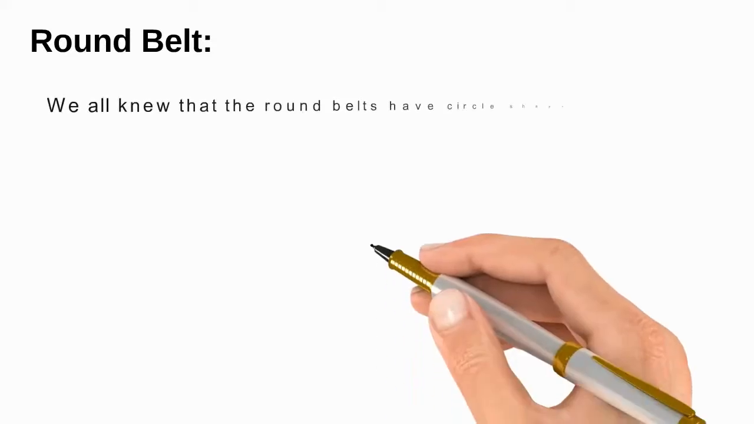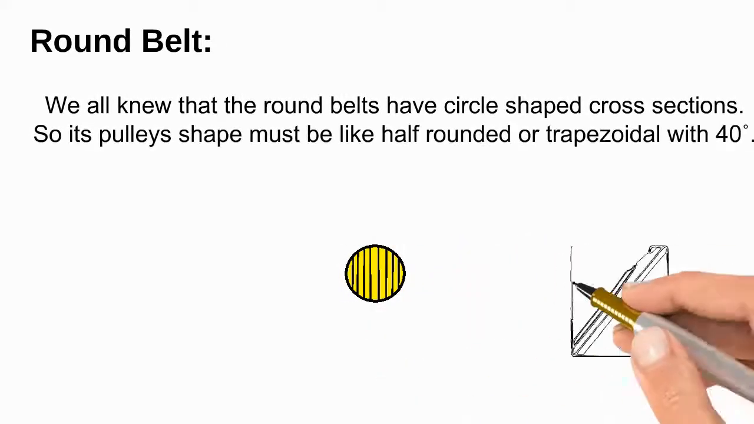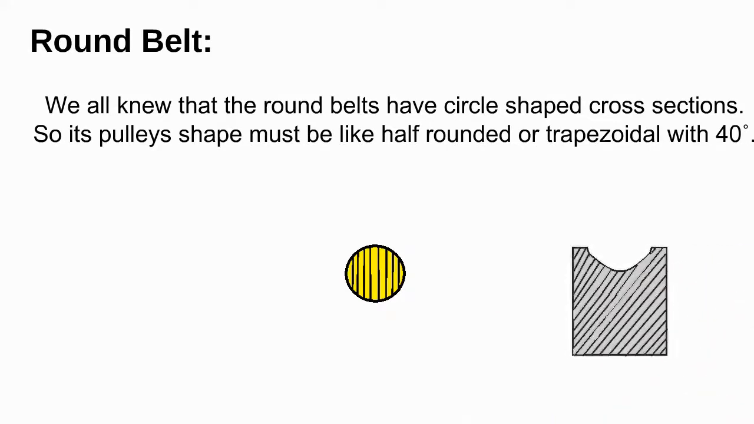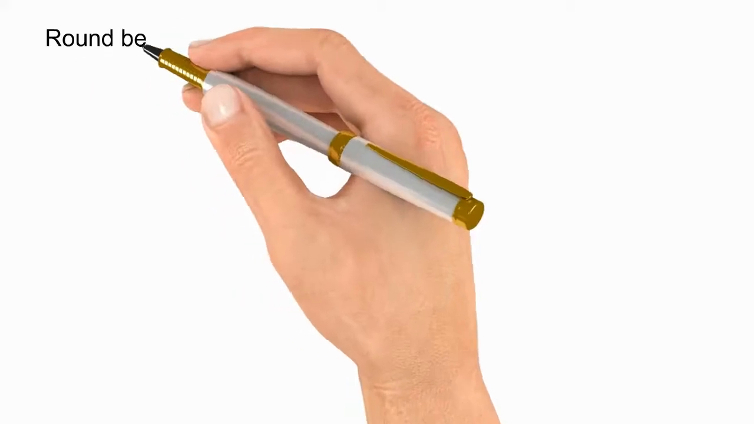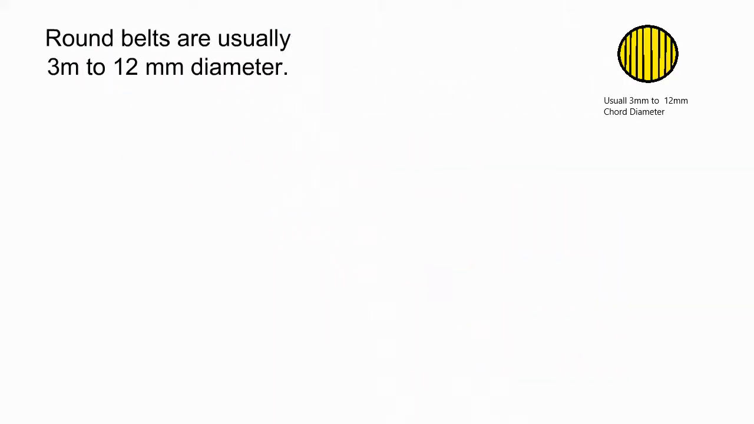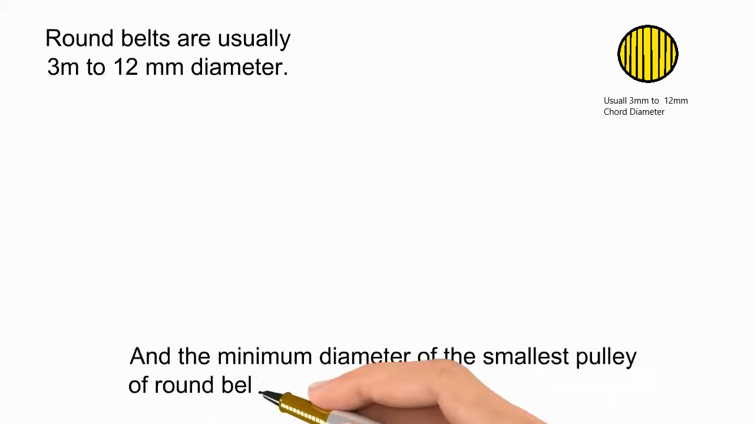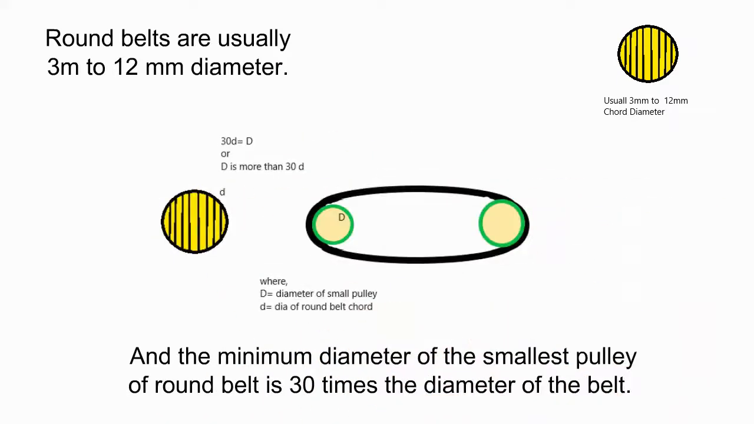Round belt. We all know that round belts have circle-shaped cross-sections, so the pulley's shape must be half-rounded or trapezoidal with 40 degrees. Round belts are usually within 3 mm to 12 mm diameter, and the minimum diameter of the smallest pulley of a round belt is 30 times the diameter of the belt.